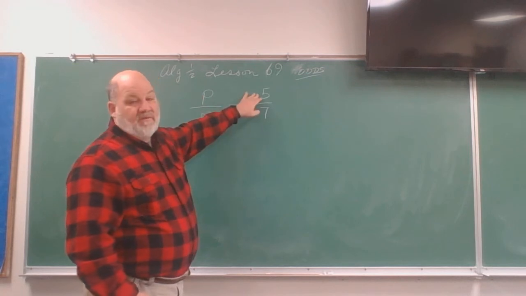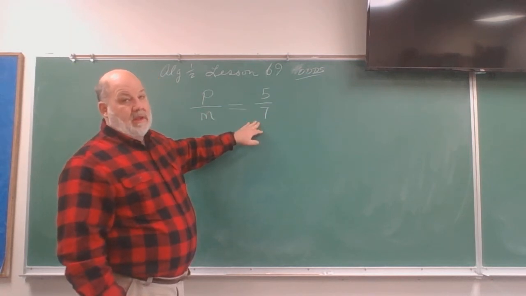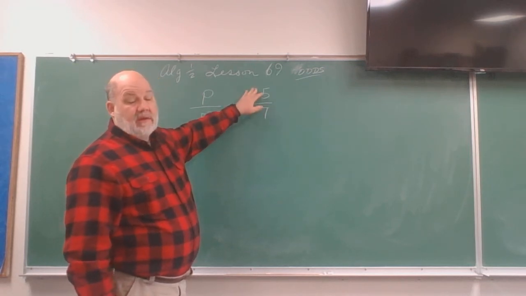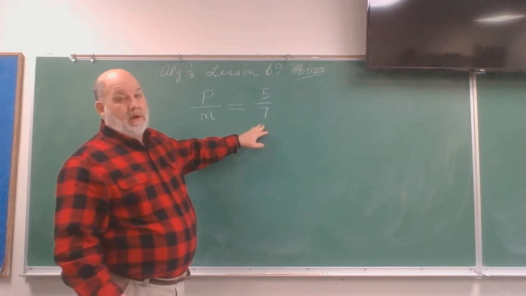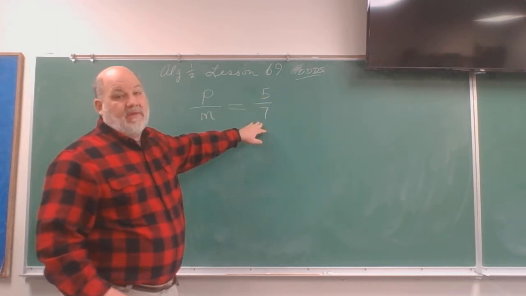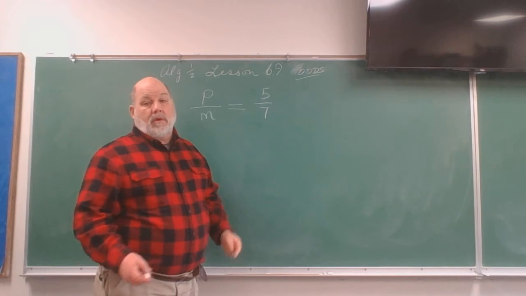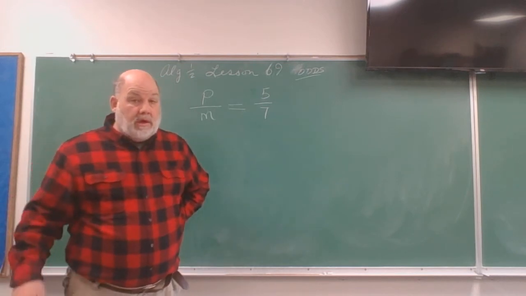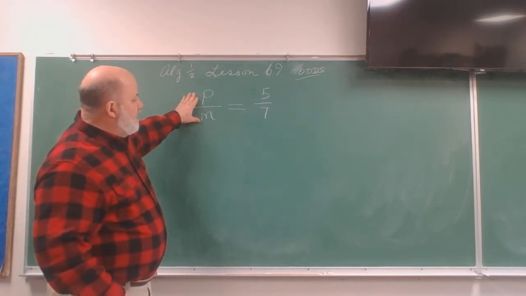This may have been 50 parrots and 70 macaws. Could have been 10 parrots and 14 macaws. It could have been 5,000 and 7,000. We don't know, all right? And that's what we're going to go find out. This is their ratio.